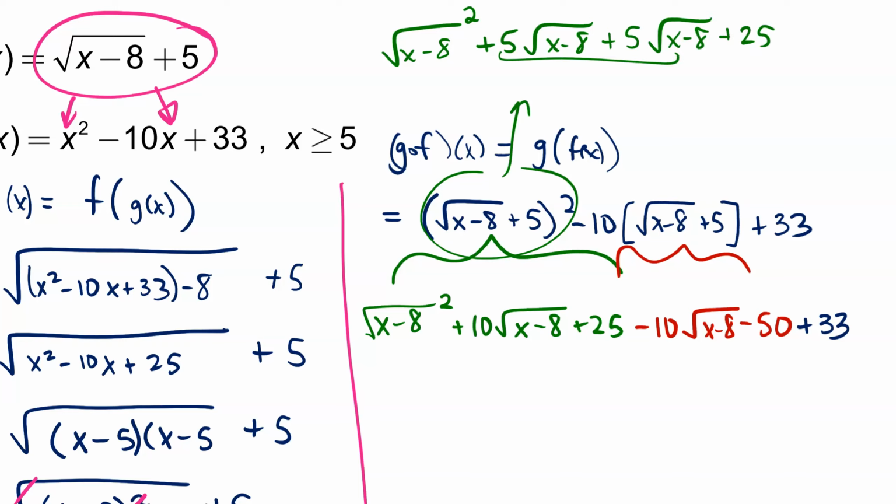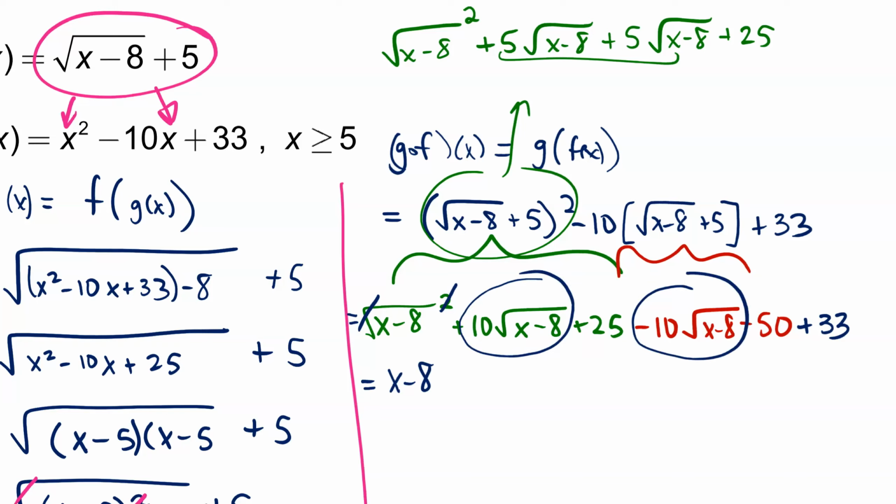Okay, so let's go through. The square and the square root go away, so I have x minus 8. The 10 times root x minus 8 and minus 10 times root x minus 8 go away. And I'm left with plus 25 minus 50 plus 33. Now it's just math. So this is x minus 58, plus 25 plus 33, which is 58. Those go away and it's equal to x. Nice.